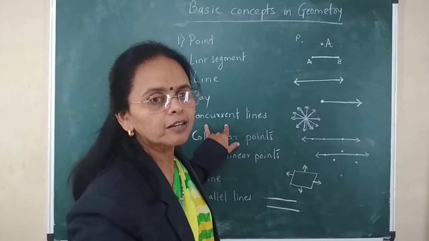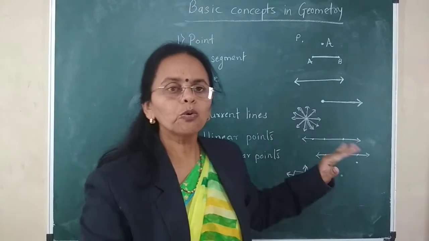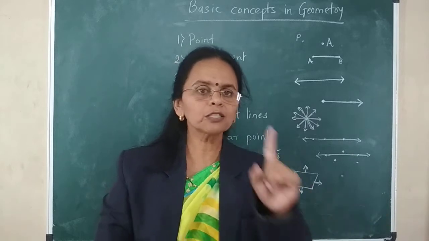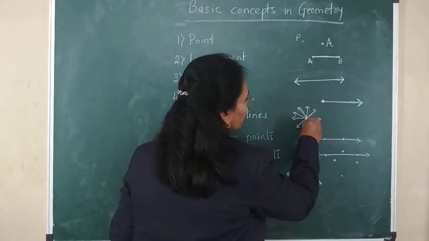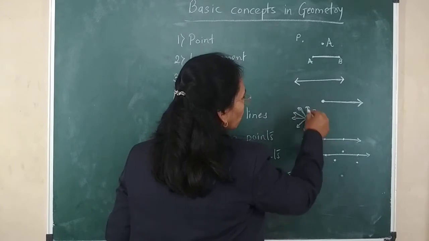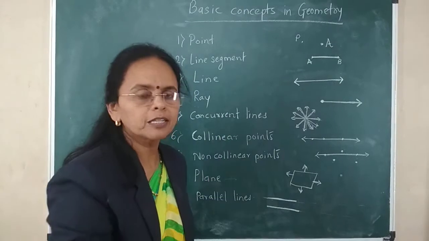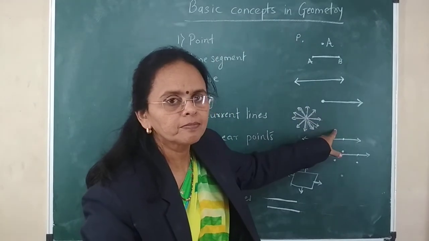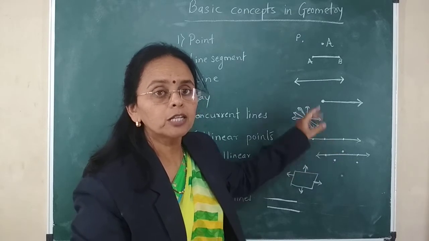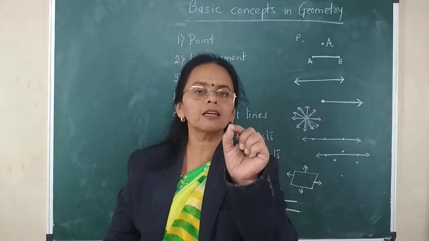Next, concurrent lines. Concurrent lines means two or more lines passing through a single point. This is the single point and more than two lines are passing through this single point. That is called concurrent lines. These are more than two lines and all the lines are passing through a single point.